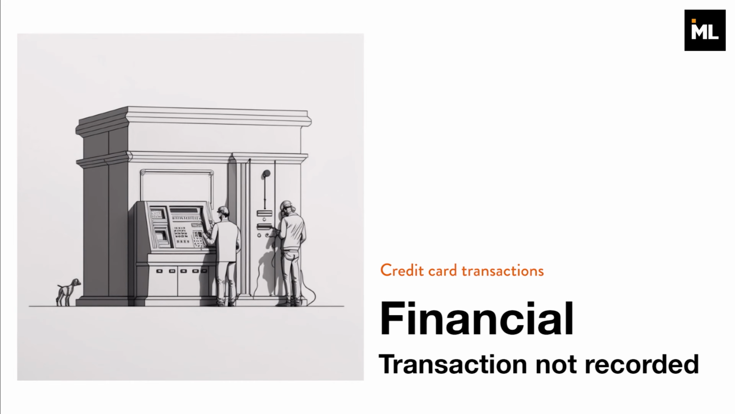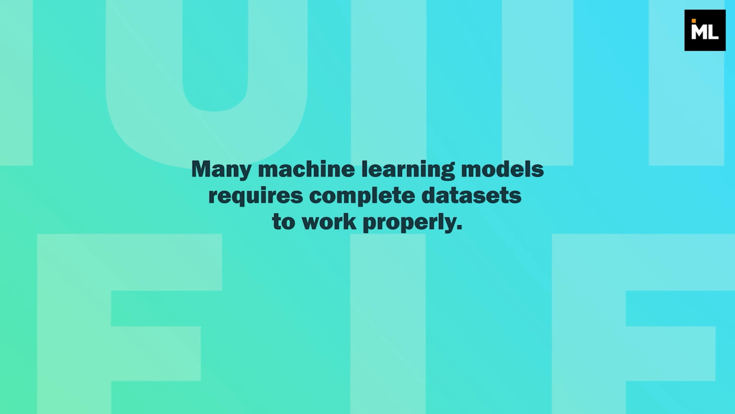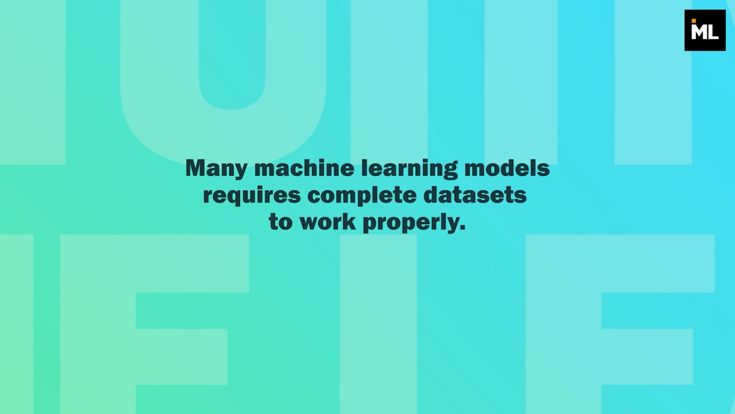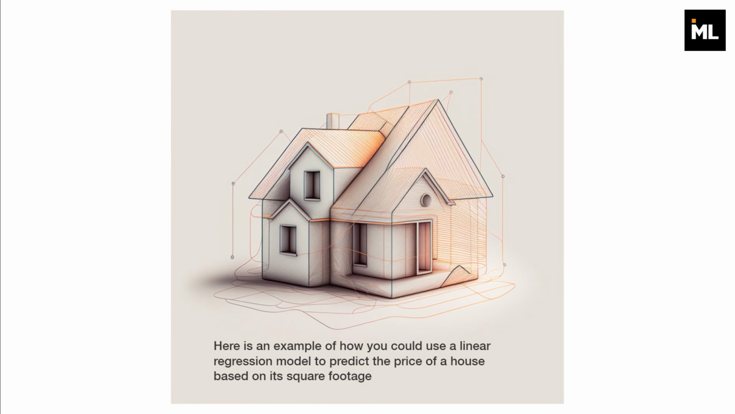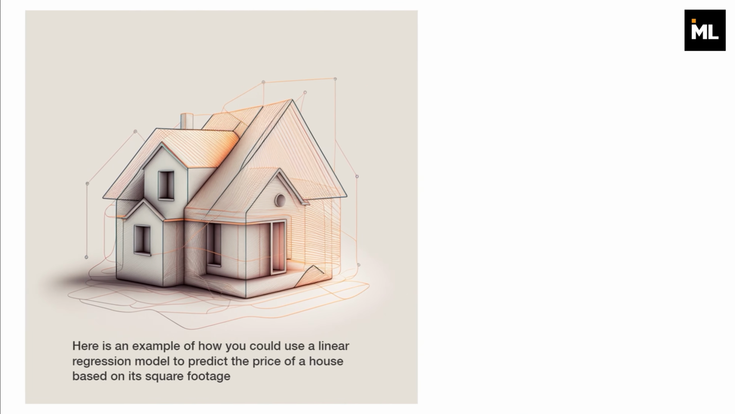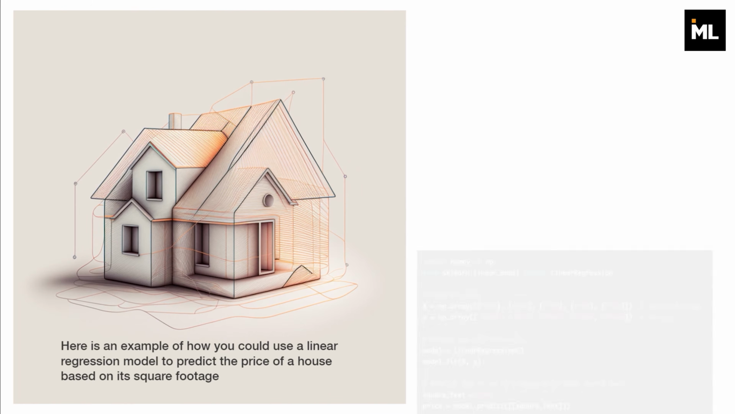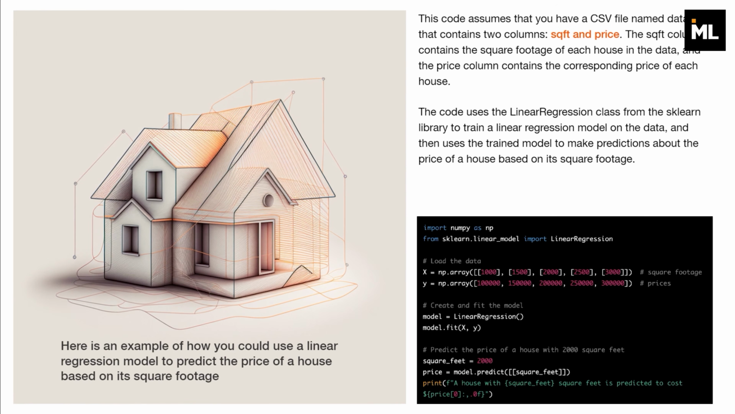Why does this matter for machine learning? Well, one reason is that many machine learning algorithms require complete data in order to work properly. For example, if we're trying to train a model to predict the price of a house based on its square footage, we need to have complete information about the square footage of every house in our training data.